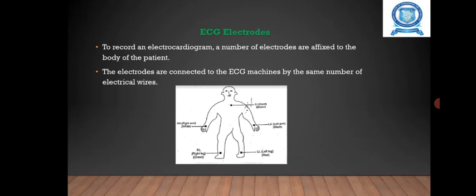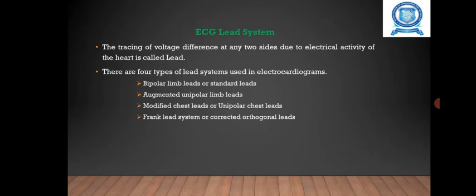Next one is ECG electrodes. To record an electrocardiogram, a number of electrodes are affixed to the body of the patient. Here the electrodes are connected to the ECG machine by the same number of electrical wires. The surface electrodes are used with jelly as electrolyte between the skin and electrodes. Each electrode has a separate color, so that you can identify the placement of electrodes.